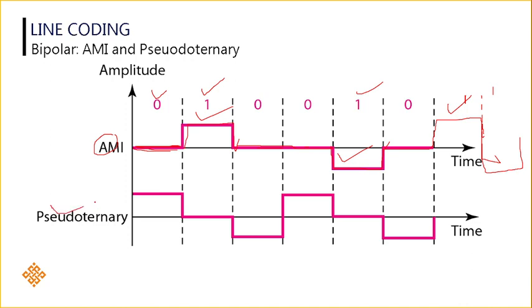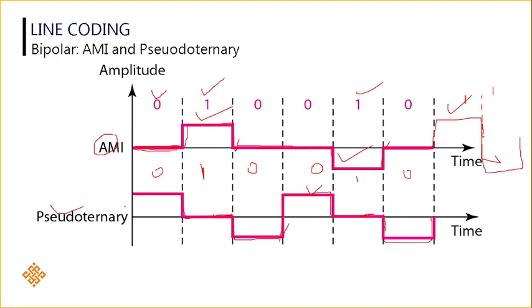Next, the last one is pseudo ternary. It is the reverse of AMI. What happens here? Whenever 0 bits are coming, like 0 1 0 0 1 0, whenever there are 0 bits coming, it will be alternate high and low. Whenever the 1 comes, it will be 0 voltage. For example, 0 is there, it will be high voltage first, then 1 comes, 0 voltage, then 0 comes, negative voltage, meaning low voltage, again 0 came, high voltage, then 1 comes, 0 voltage, again 0 came, here it is positive, so now I will go to negative.